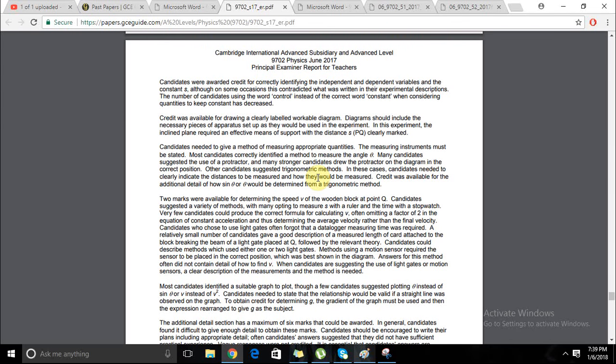Two marks were available for determining the speed v. A variety of methods were suggested, with many opting to measure s with a ruler and the time with a stopwatch. Very few candidates could produce the correct formula for calculating v, often omitting a factor of 2 in the equation, and thus determining the average velocity rather than the final velocity. And candidates who chose to use light gates often forgot that a data logger measuring time was required. Do not forget something so key.